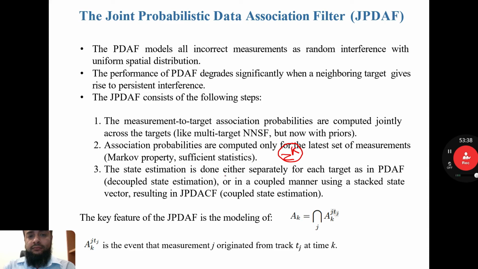The state estimation is done either separately for each target, as in PDA. So, like in PDA, we can calculate this separately. We call this decoupled state estimation, or in a coupled manner using a stacked state vector, resulting in JPDAF coupled state estimation. The key feature of the JPDAF is modeling of this one, where this element is the event that measurement j originates from the track t_j at time k.